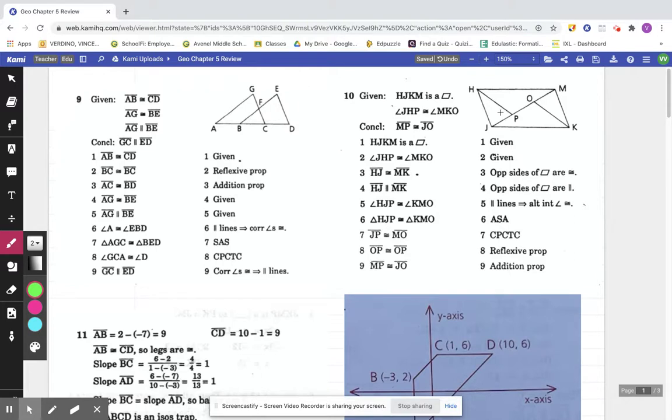Let's look at number 10. We have a parallelogram, right? Angle JHP is congruent to the measure of angle MKO. Okay, and then we have to conclude that line MP is congruent to JO. So the first piece of information that we have is that HJKM is a parallelogram, and that's given. Okay, we could then go ahead and say that angle JHP is congruent to MKO.